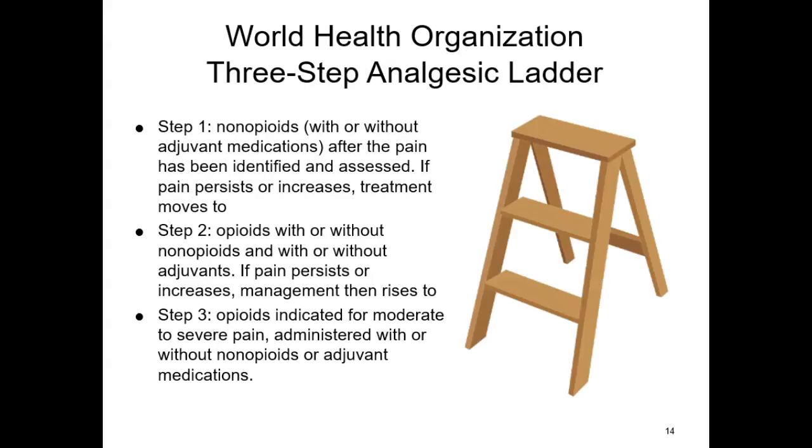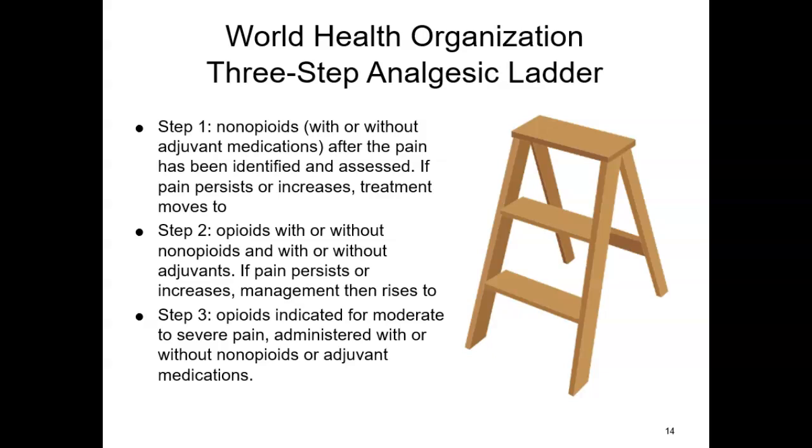The World Health Organization does use something called the 3-step ladder that we use to help us with the steps to pain control. So the first step is always non-opioids, right? So it can be with or without those adjuvant medications. Maybe it's a steroid and an NSAID together. If that's not helpful, then we go to opioids, with or without the non-opioids. So if that persists, then it's opioids for moderate to severe pain, with or without non-opioids. So we never just want to have a patient immediately start on opioid pain medication.